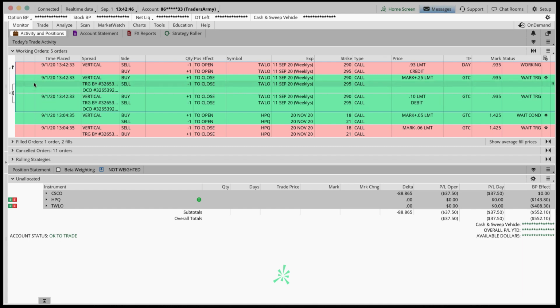So if this doesn't fill by the day, and this will be working all day tomorrow because the market's closed right this moment, and so if it doesn't fill by tomorrow afternoon, it'll simply cancel and everything goes away. If you still like it the next day, then just go ahead and place it again. It just takes a few minutes to get it all set up and ready to go.